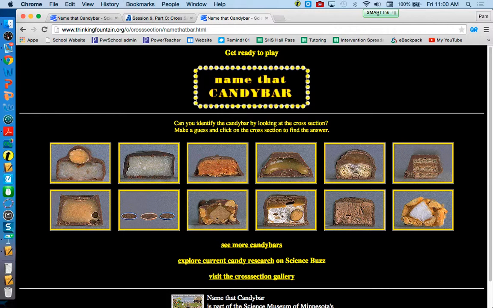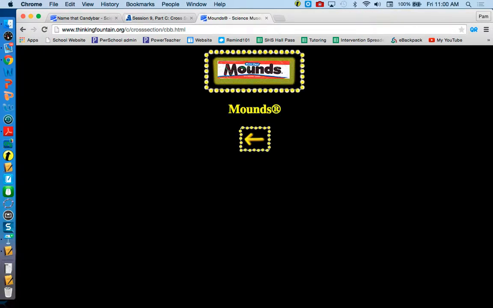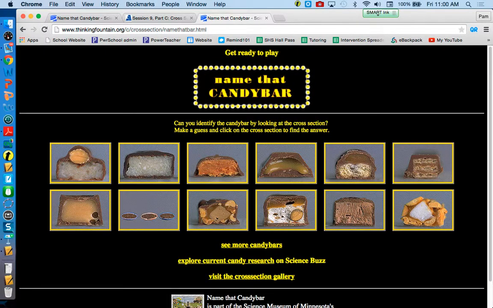Okay, so what else? Top row, how about the second one? Mounds. A Mounds or something, it looks like a lot of coconut type of stuff. Yep, Mounds. This one we did, how about this one?